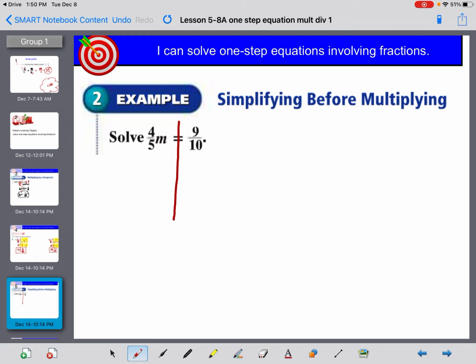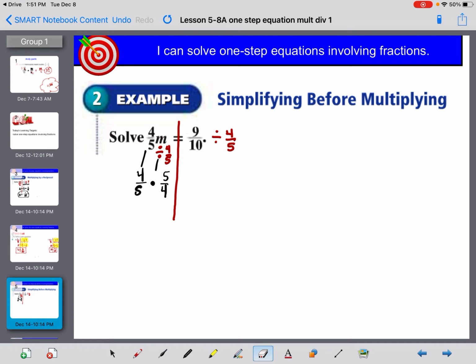4/5 times m. Now, everybody is thinking, oh, I know what you do. You should take 4/5 divided by 4/5. And you're right. And you're going to divide this side by 4/5, right? But look what happens when you divide by a fraction. The number you're dividing by is the same as multiplying by the reciprocal. So instead, you would say 4/5, that's this one. Then you would times by 5/4.